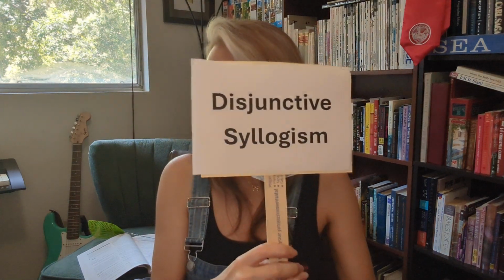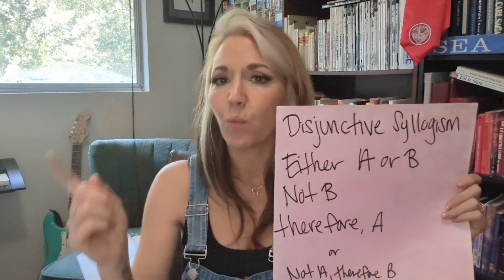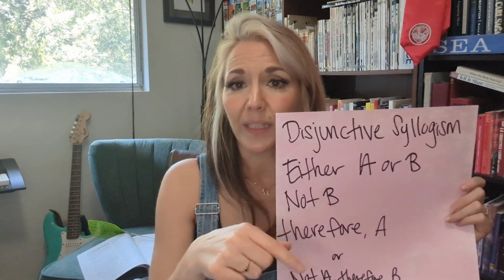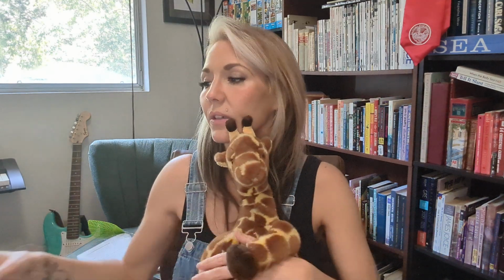Disjunctive syllogism. This one's pretty easy. Here we go. Our argument is either A or B. It's going to be one or the other. Disjunctive, right? Well, it's not B, therefore it must be A. An example is Geoffrey's phone is either at Sarah's house or it's at work. Well, it's not at Sarah's house, therefore it must be at work.